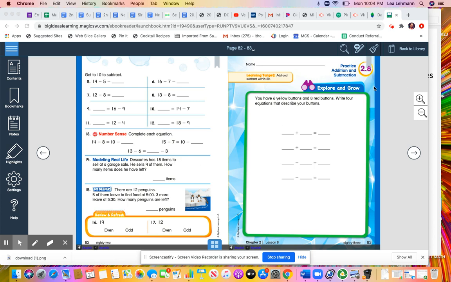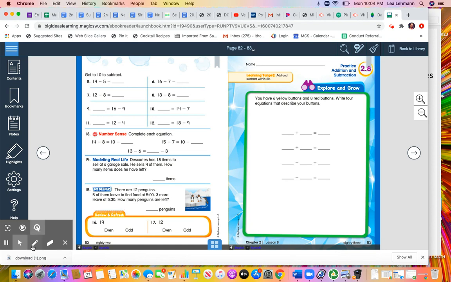Hi, second grade. Okay, we're going to go over 2.8. This is practice addition and subtraction. The learning target is add and subtract within 20. Okay, so this is saying you have 6 yellow buttons and 8 red buttons. Write 4 equations that describe your buttons.